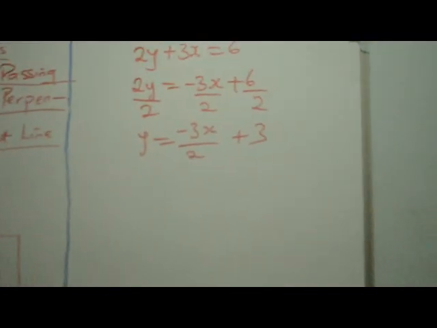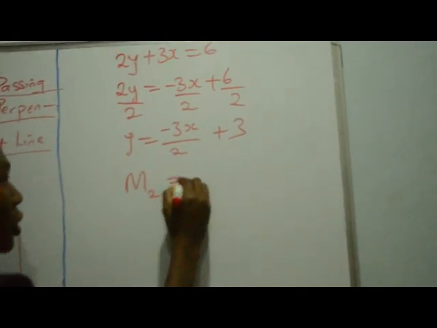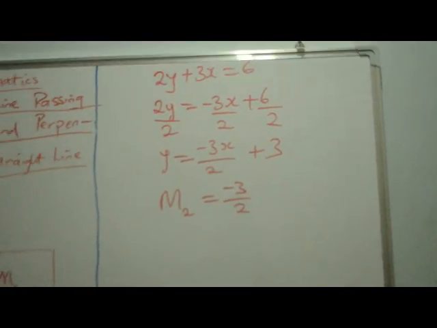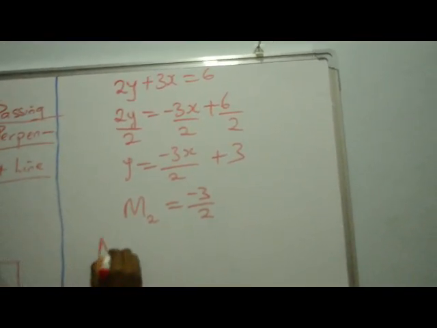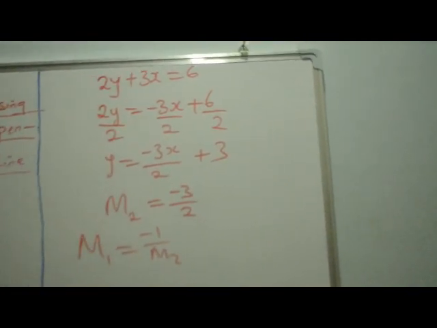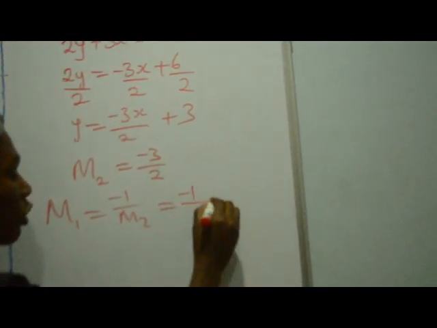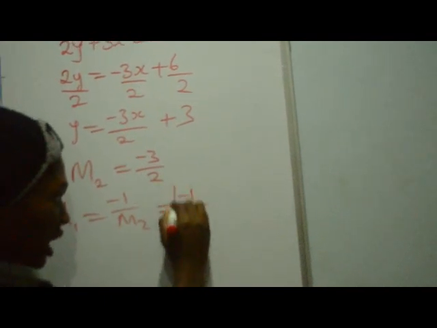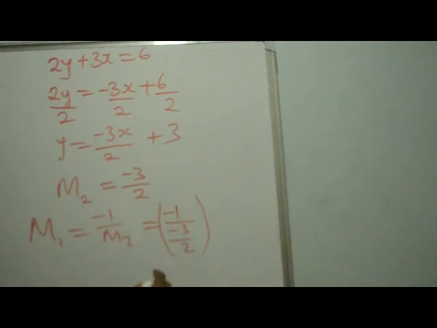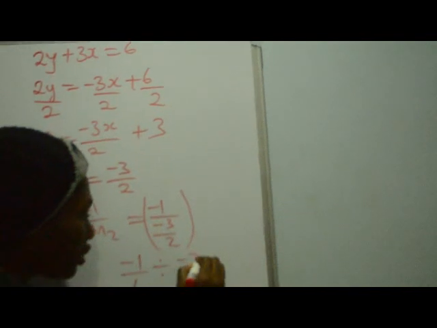Alright, now the coefficient of our x is minus 3 over 2. Therefore, our gradient, which is m2, is equal to minus 3 over 2. But the rule remains that when we have perpendicular lines, m1 is equal to the negative inverse of our m2, right? Alright, so m1 will be equal to minus 1 over minus 3 over 2. Now the beautiful thing about this is you can split here. It's the same thing as minus 1 over 1 divided by minus 3 over 2.